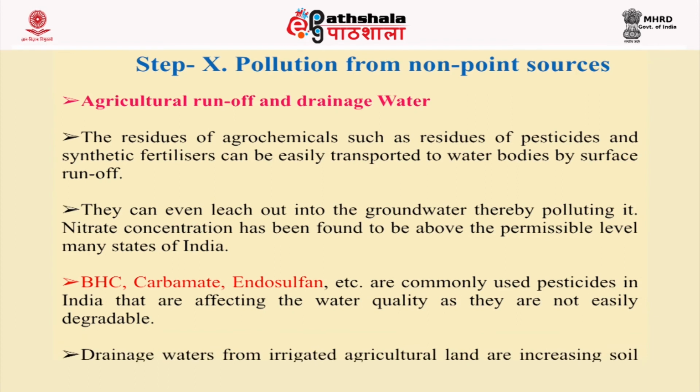BHC, carbamate, endosulfan, etc. are the most commonly used pesticides in India that are affecting the water quality as they are not easily degradable. Drainage waters from irrigated agricultural lands are increasing soil salinity in India.